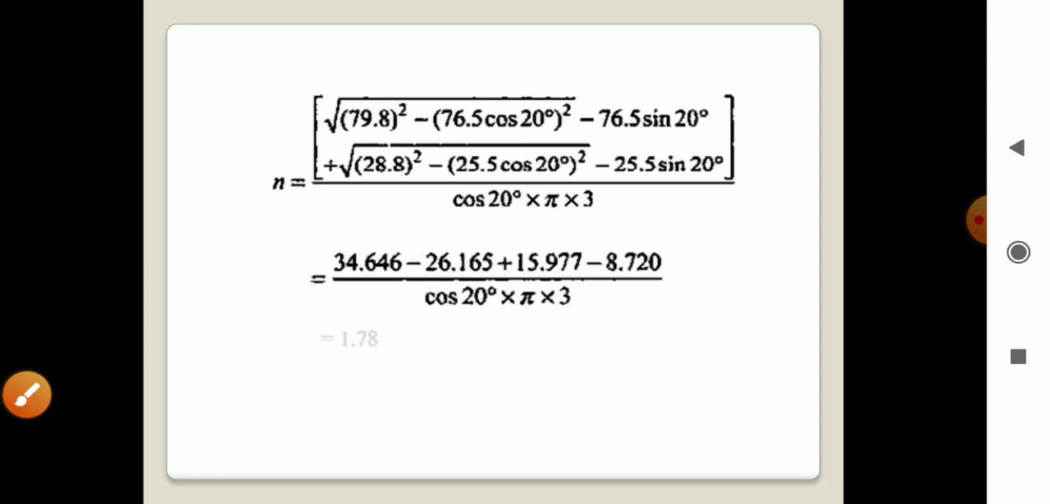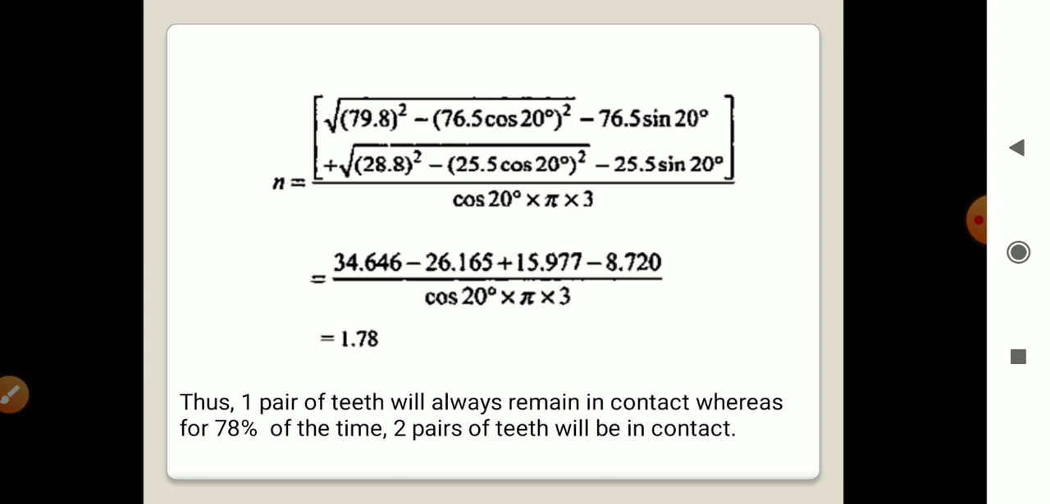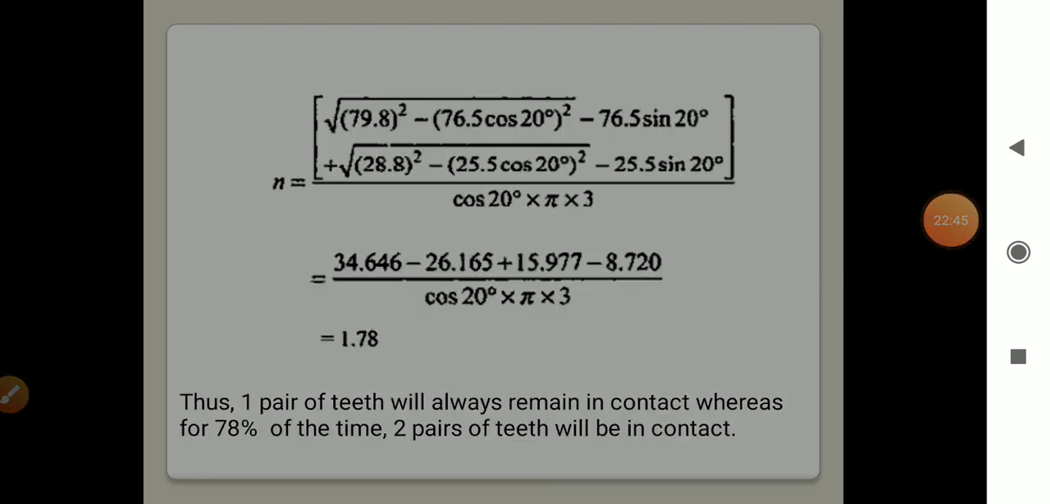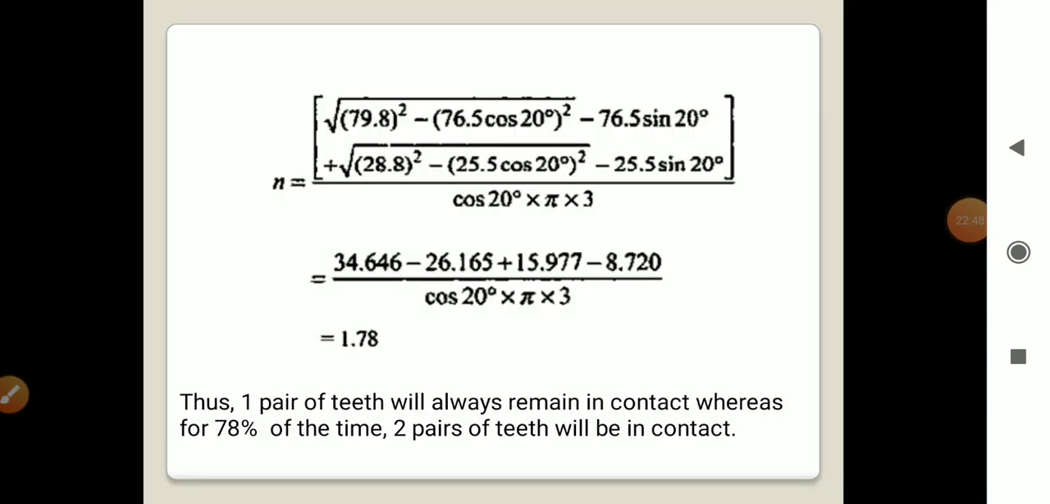By calculation we got n equal to 1.78. That means one pair of teeth will always remain in contact, whereas for 78% of the time 2 pairs of teeth will be in contact. We cannot just say 1.78; it means one pair will always be in contact with each other, and the next pair will be in contact 78% of the time.